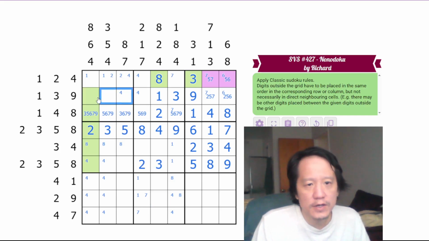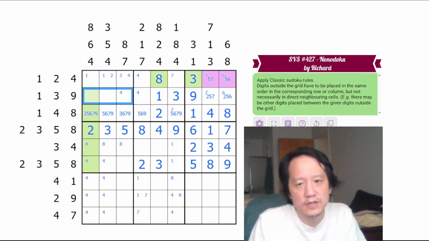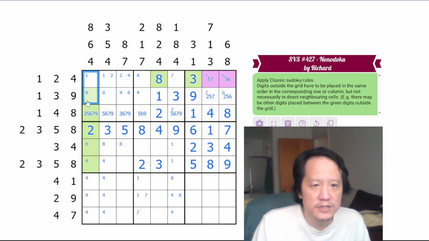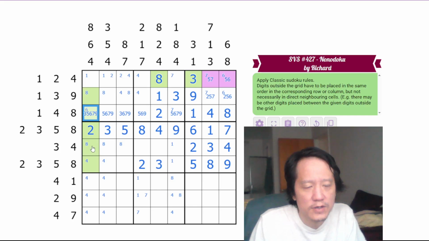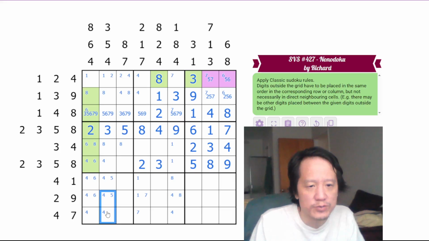8 has to be one of these 3 digits here. That means 6 cannot be here or here. 6 has to be either here or through here. 3, 5, and 4. This is 3, so 5 cannot be any of these. 5 has to be one of these, which means 4 has to be one of these two, which eliminates 4 in the rest of the box and column, so this can't be 4. This could be 8. 3 is here. So 5 is here, 4 is one of these two.